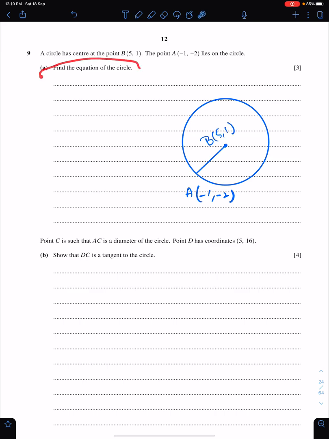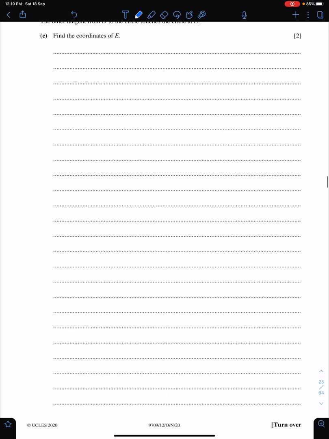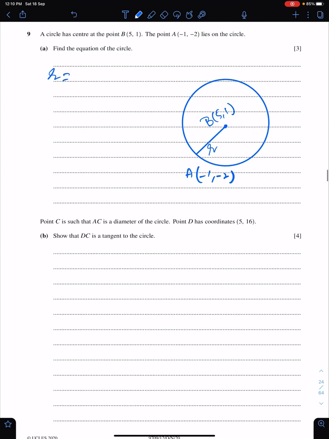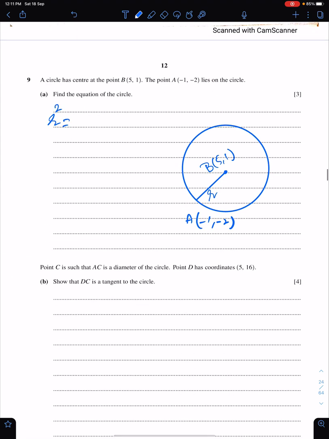The question is: find the equation of this circle. This question is very simple. We have the coordinates of the center, and we have the coordinates of a point on the circumference, so this distance is the radius. By finding the radius first, we can get the equation of the circle. So the radius is 3√5, or you can say r square is 45, sorry.